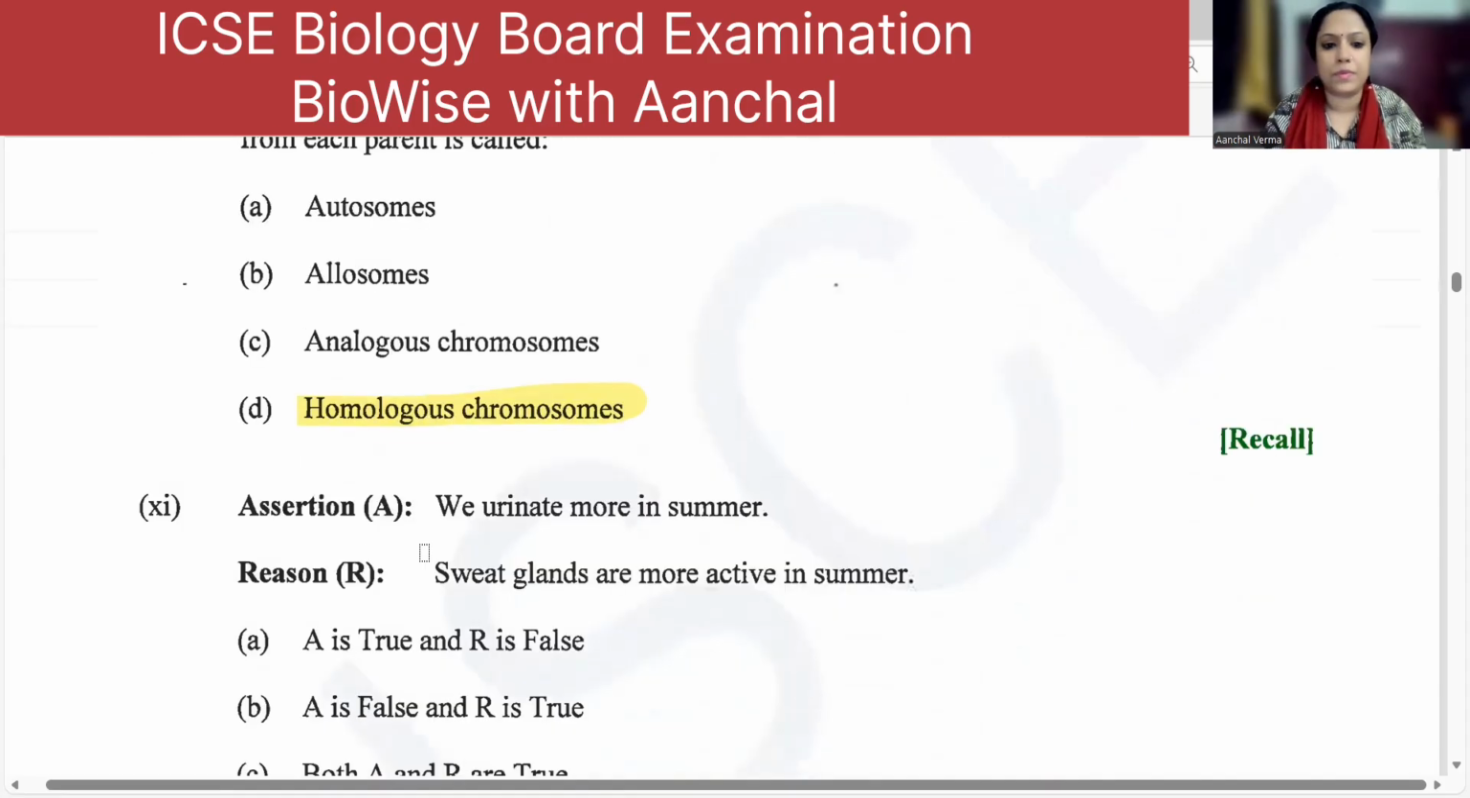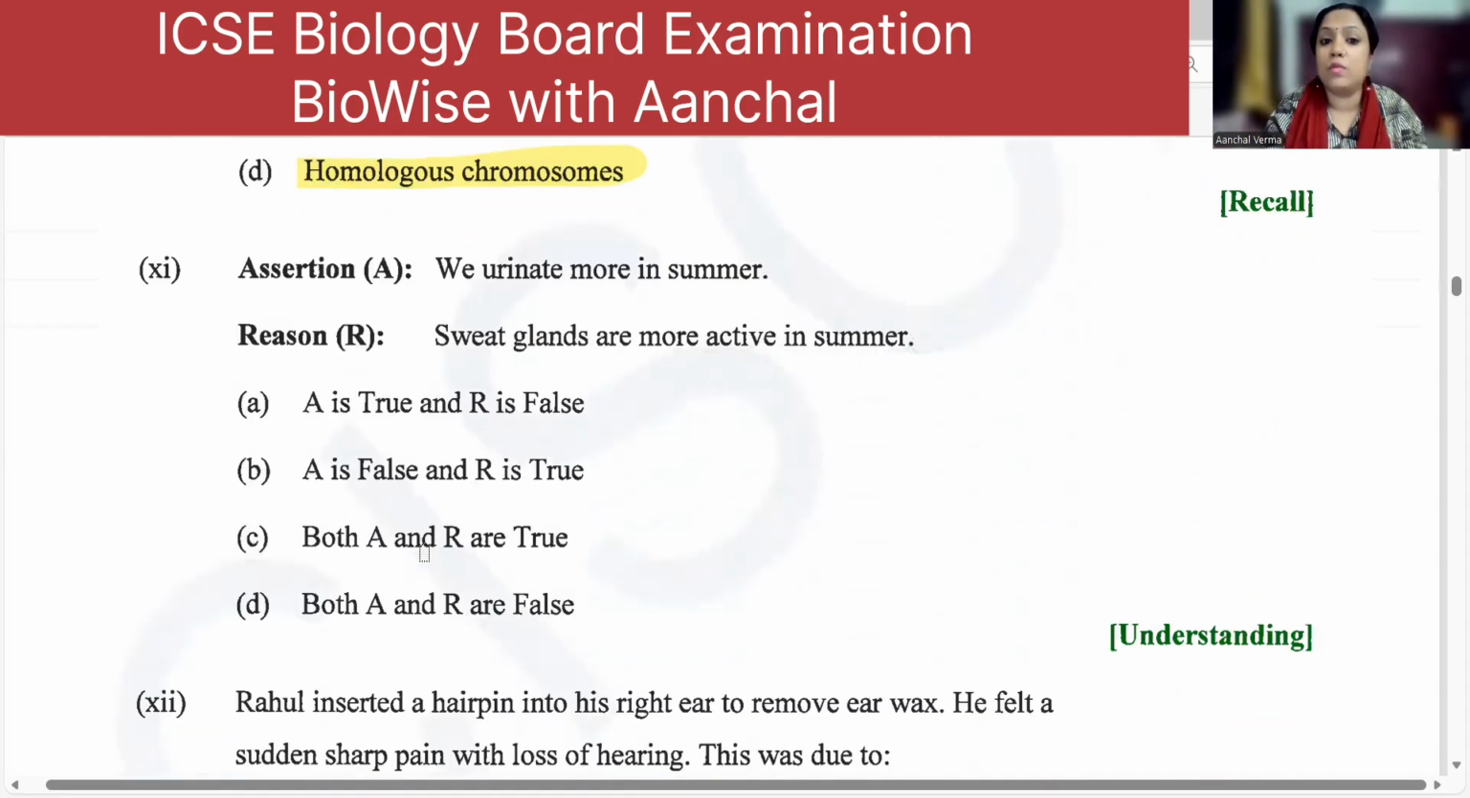We urinate more in summer. Sweat glands are more active in summer. So we should not urinate more in summer, because in summer we are sweating, so water loss is high. So we tend to conserve water by less urination. So the first statement is false. Sweat glands are more active in summer. This is true. So A is false and R is true.